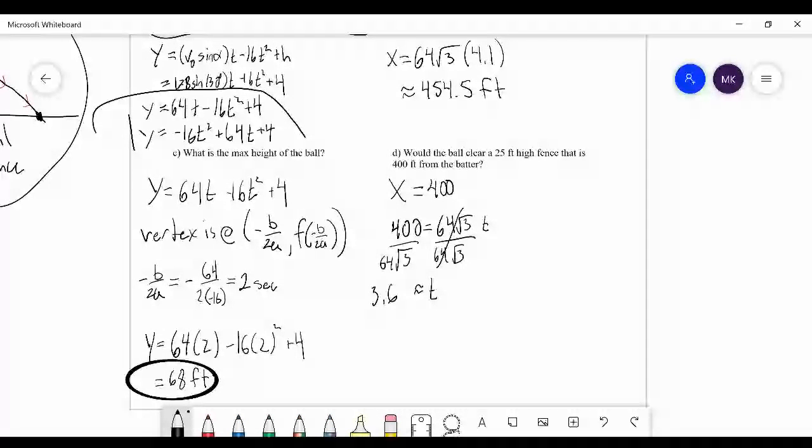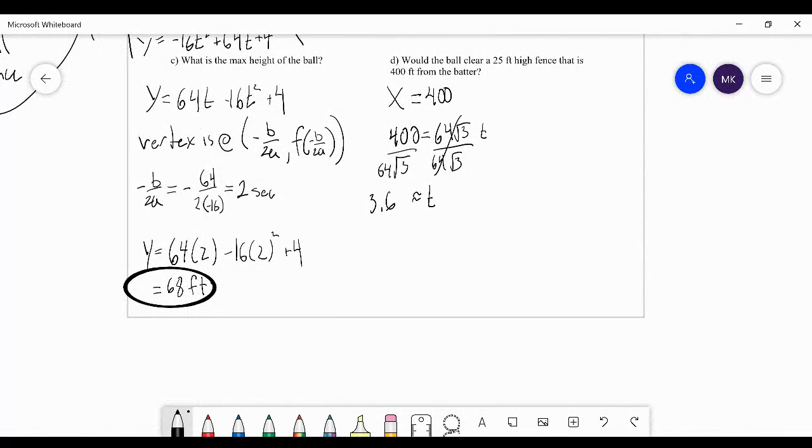So it takes approximately 3.6 seconds for the ball to get to a horizontal distance from the batter of 400 feet. So now all we have to do is figure out, okay, what's the height of the ball after that amount of time? So we're finding y, so that's 64 times 3.6 minus 16 times 3.6 squared plus 4. And that is approximately 27 feet.